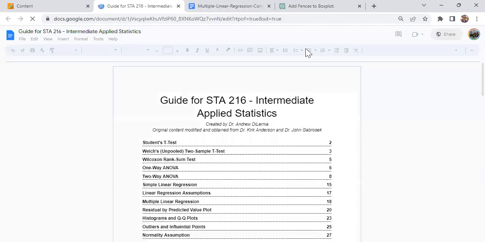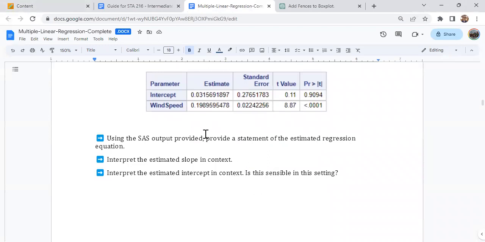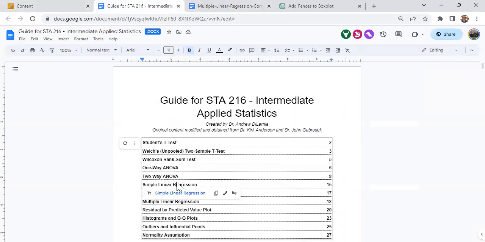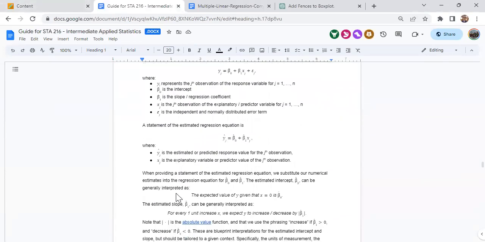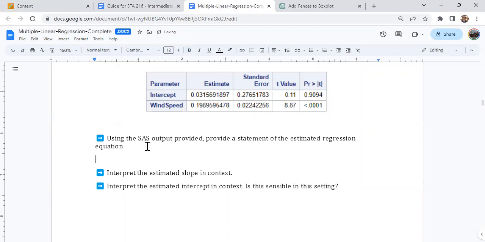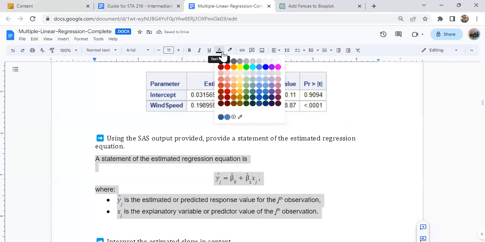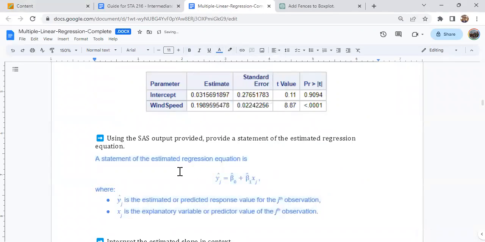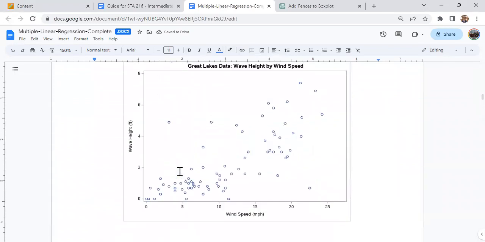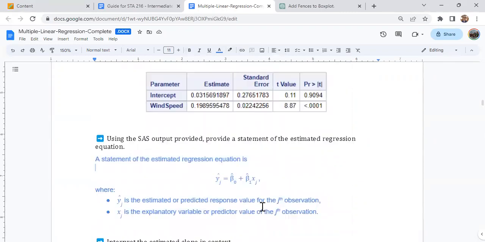And so if we pull up the guide document, okay, we can give the estimated regression equation. So if we look at the guide document, yeah, we can just copy the blueprint one, and then we will paste that in here. Okay. All right. So here we want to predict or model the wave heights, the peak wave heights, using the wind speeds that the buoys recorded.